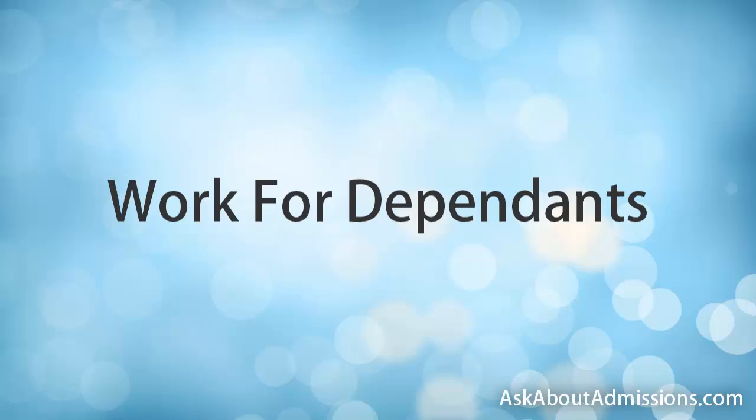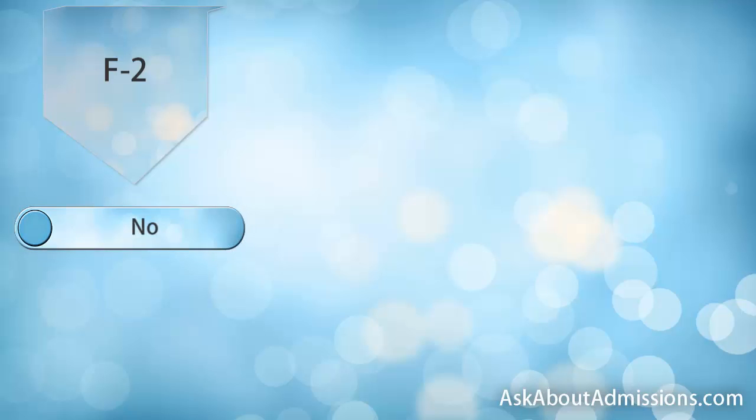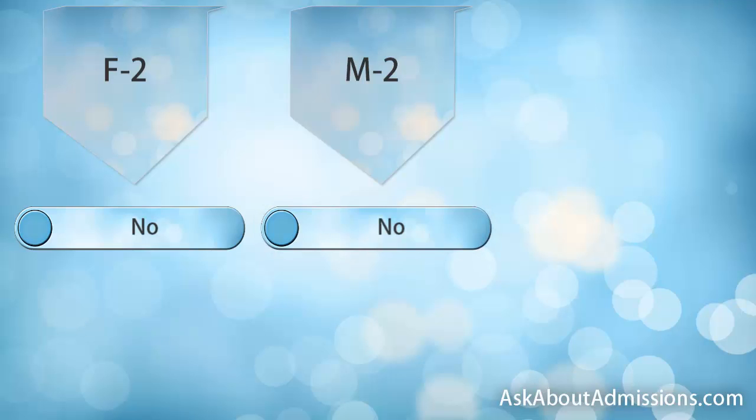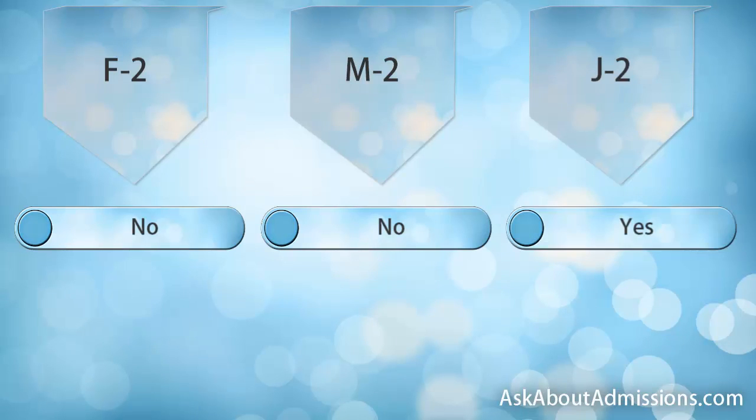Work opportunities for dependents. Dependents of F1 visa holder may not work on F2 status. They have to apply for the appropriate work visa. Dependents of M1 visa holder may not accept employment on M2 status. They have to apply for the appropriate work visa. Dependents of J1 visa holder may obtain work authorization and work.